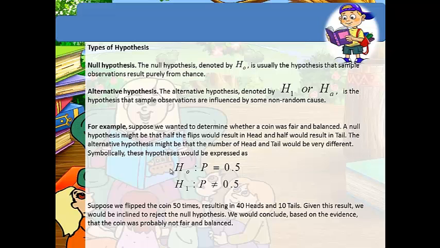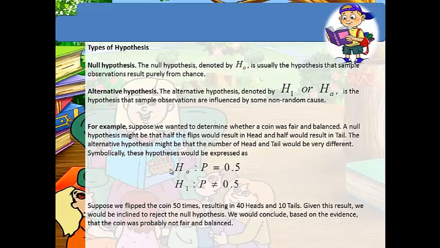The null hypothesis, which is denoted by H sub O, is usually the hypothesis that sample observations results purely from chance. A null hypothesis stipulates that there is no difference between two conditions: outcomes, situations, groups, or prevalence of a phenomenon. It is always stated in a negative form.